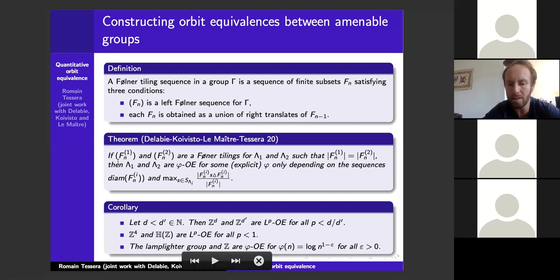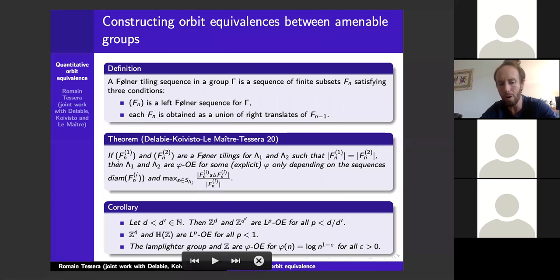And more interesting is that you remember that by Ornstein's result, which is a very refined result, we knew that Z^4 and the Heisenberg group, although they have the same growth, n to the 4, were not L1 OE. But here, if we do this construction, we see that they are LpOE for any p smaller than 1.